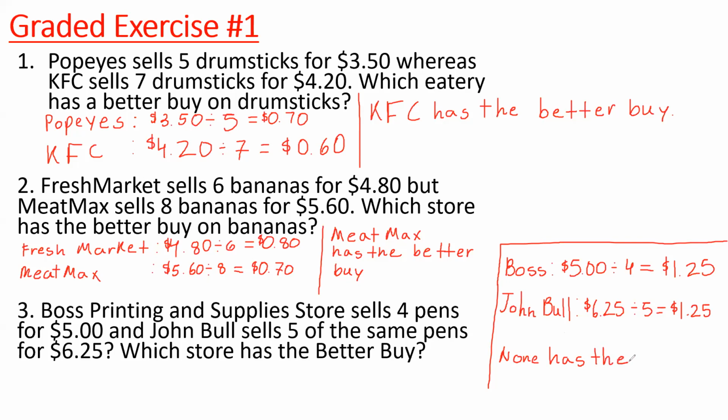Okay, that's interesting. Anyone got number 3 right? Because I end up doing it wrong the first time. Nana has the better buy. Okay, so the key is finding the unit price. If the unit price is the same, then obviously it's the same thing. If the unit price is different, then whichever one is cheaper, you go with that. All right.